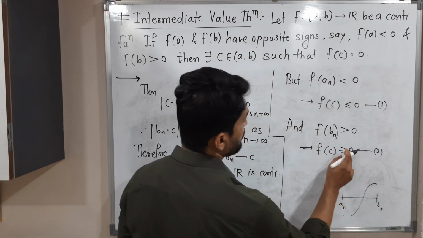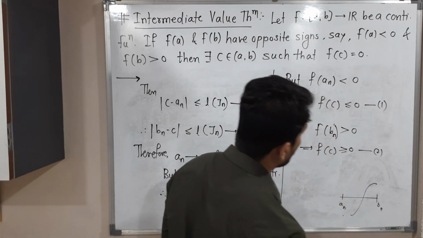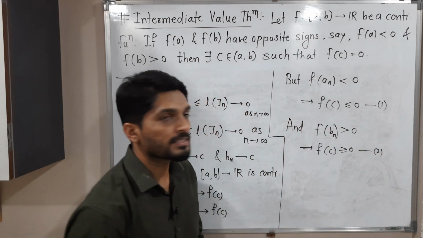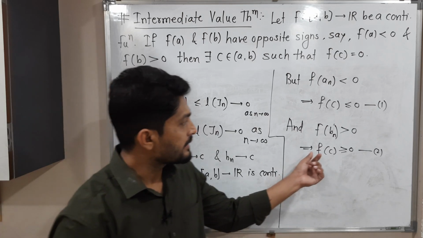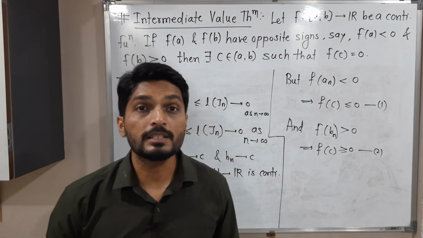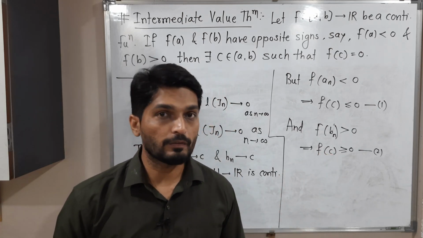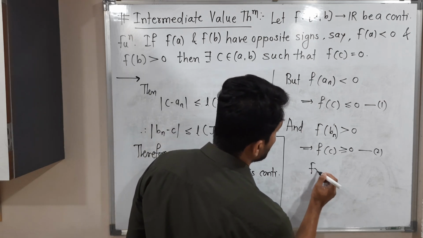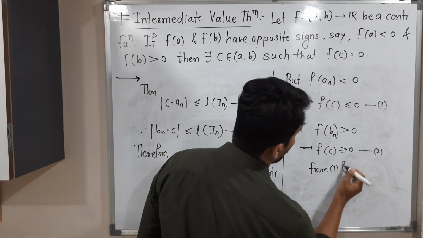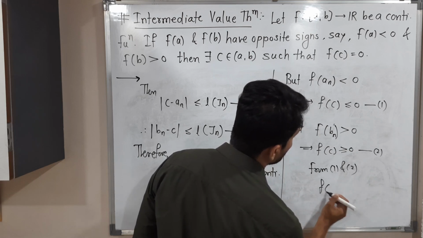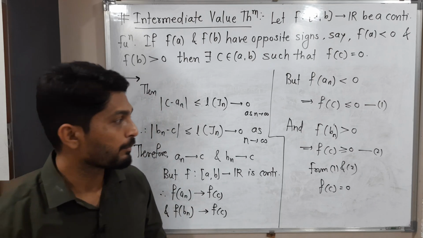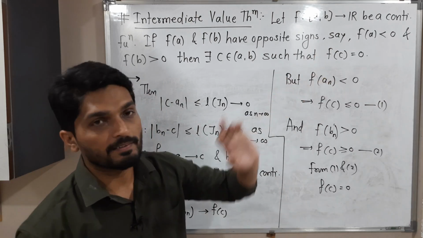So we get this type of inequality when we have convergence. In statement 1 we are saying f of c is less than or equal to 0, and in statement 2 we are saying f of c is greater than or equal to 0. So if you use 1 and 2, you can easily say that f of c is equal to 0. So we finally got the required point c where the function has value 0, right?